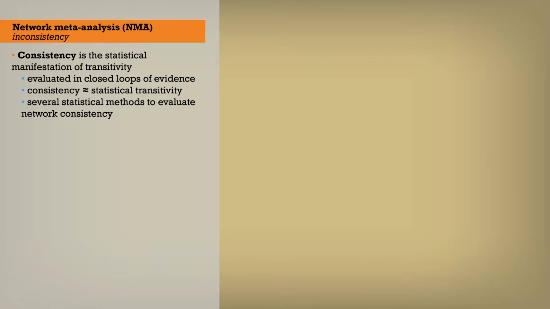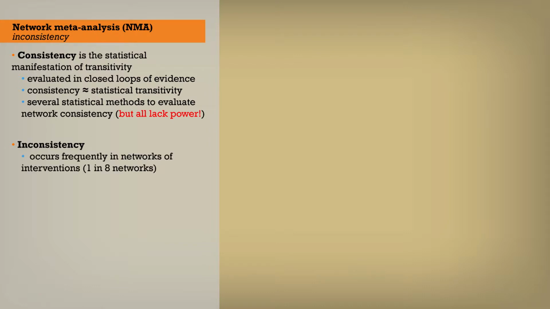Empirical evidence has shown that inconsistency can occur frequently in networks of interventions. Examination of published networks with dichotomous outcomes published until February 2011 revealed that 1 in 8 networks was inconsistent. Once a network is found to be inconsistent, several approaches are possible.